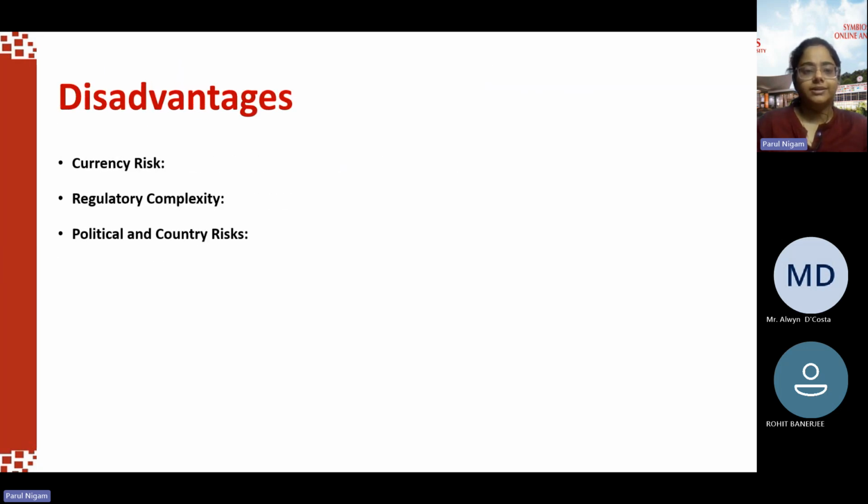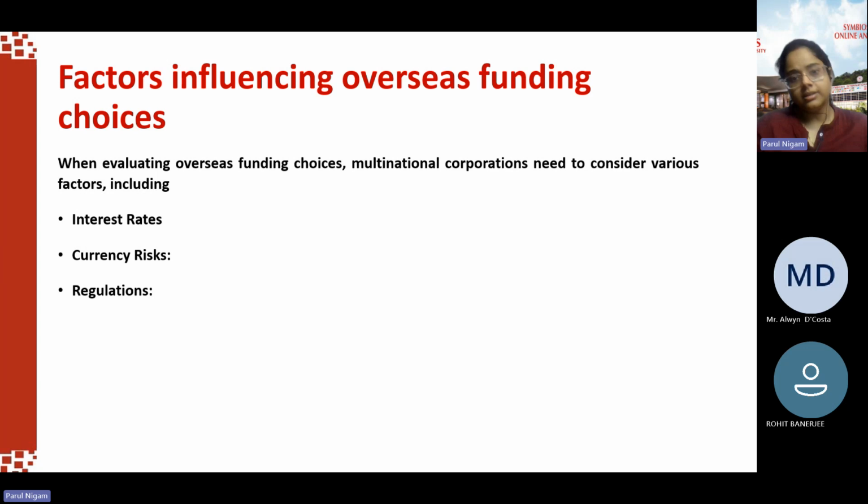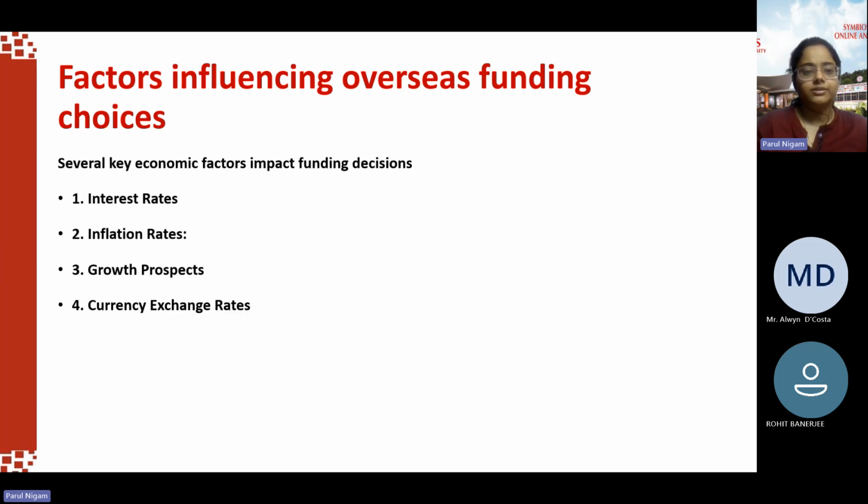Okay, so advantages and disadvantages are done. Now, what are the factors influencing overseas funding? When evaluating, multinational corporations need to consider various factors, and I think we have already discussed this: interest rates, currency risks, and regulations. We have discussed this in the first slide itself. Several key economic factors impact funding decisions: interest rate, inflation rate, growth prospects, and exchange rates. Interest rate is discussed.